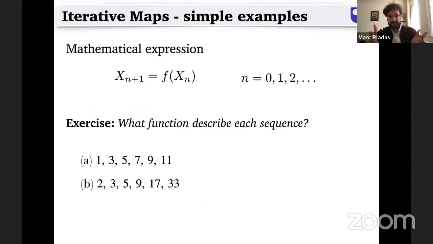So let's practice this a little bit. We would like to ask you whether you could tell us what the mathematical function is that describes these two sequences. First, you need to find out what you need to do to each number to obtain the next one, and whether you could write down a mathematical expression that represents this operation. Basically, what do you need to do to 1 to get 3? And then what do you need to do to 3 to get 5, and so on? Any suggestion on what the mathematical functions for these sequences would be? Please feel free to type the answers in the chat for sequence A and sequence B.